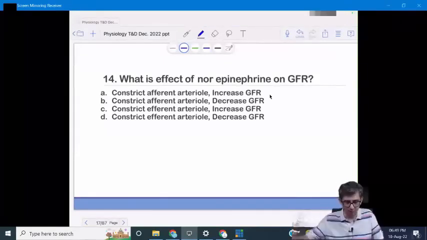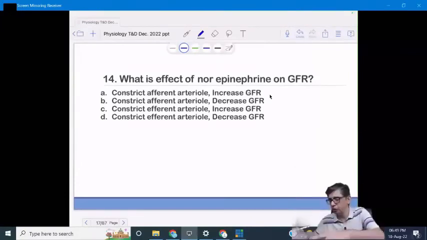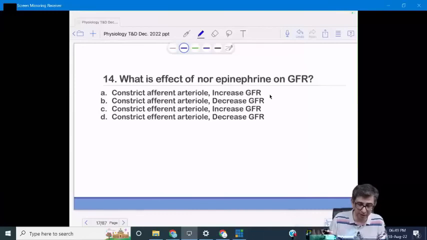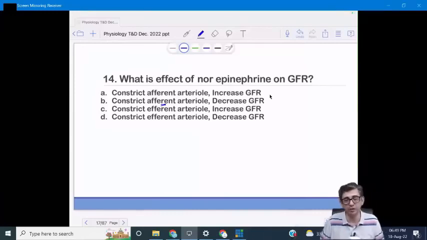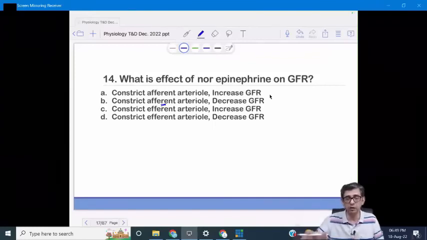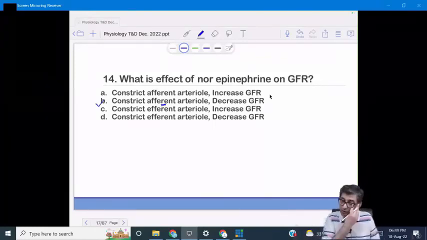When it comes to norepinephrine, the problem with norepinephrine is that we use norepinephrine in cardiogenic shock. लेकिन इसका disadvantage है. The disadvantage is that norepinephrine, what it does is that it constricts the afferent arteriole because it is a powerful vasoconstrictor. And if you constrict the afferent arteriole, the bad news will be it will cause a decrease in the glomerular filtration rate. The correct answer for question number 14 is option number beta.